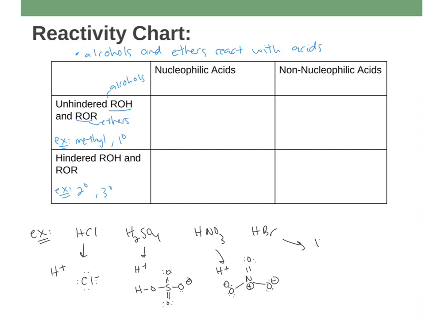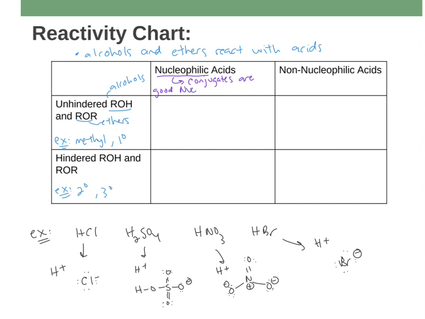And then lastly, HBr, of course, will turn into H+ and Br-. Now, by nucleophilic acids, I'm talking about acids that have conjugates that are good nucleophiles. These are things that have conjugates, the things they turn into, that are good nucleophiles.